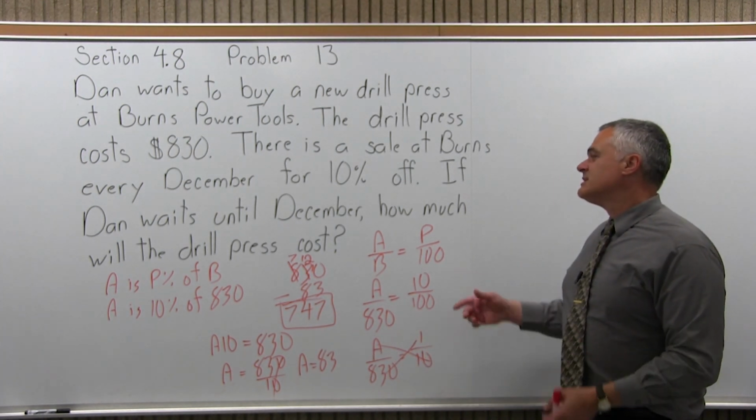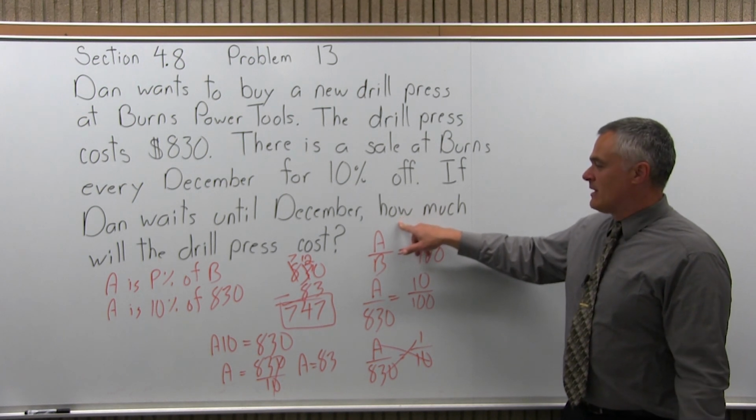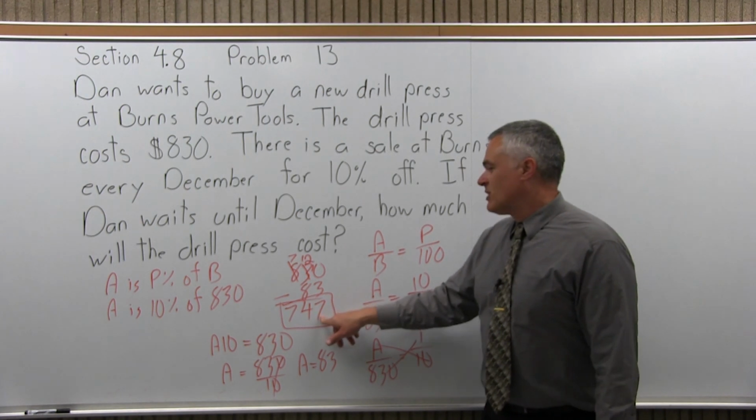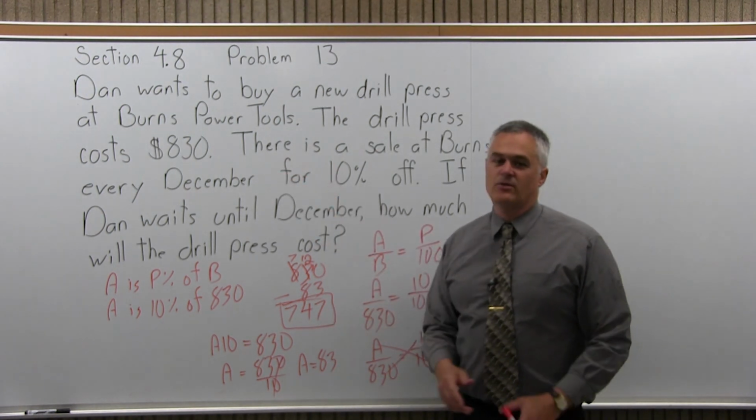So the answer is if you can wait until December for the sale, that drill press will cost $747 instead of $830.